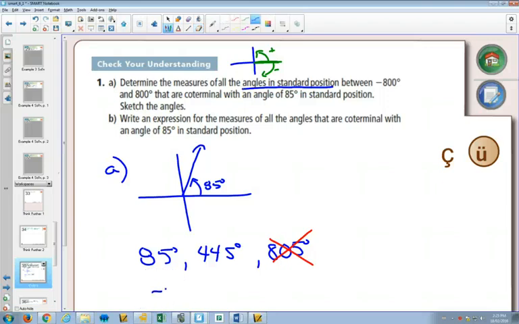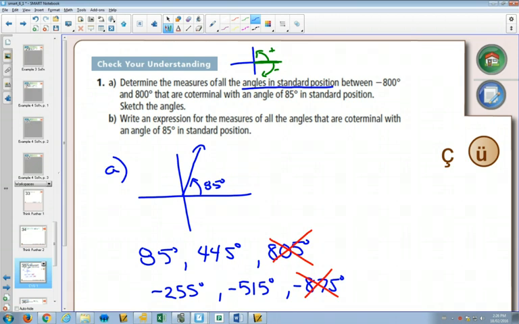Negative 255. If you subtracted 360 again, you'd get negative 515. And if you subtracted 360 again, that would be too much, right? So what we've done is we've listed 85, 445, negative 255, and negative 515 degrees.